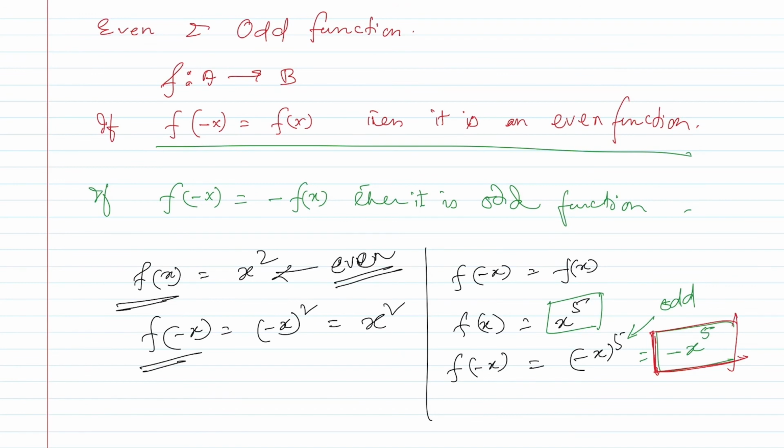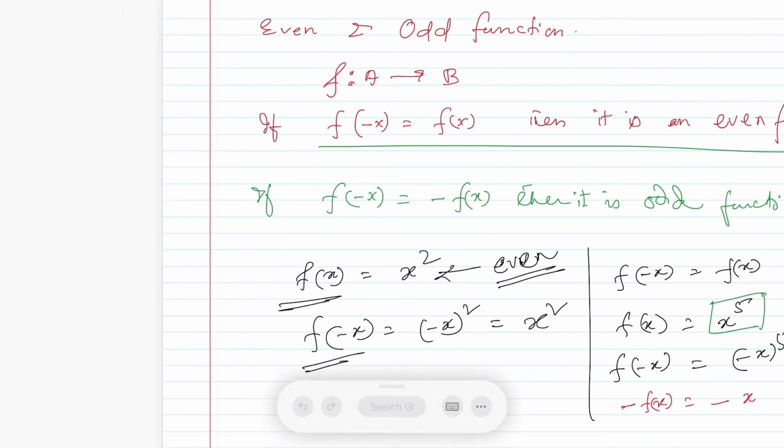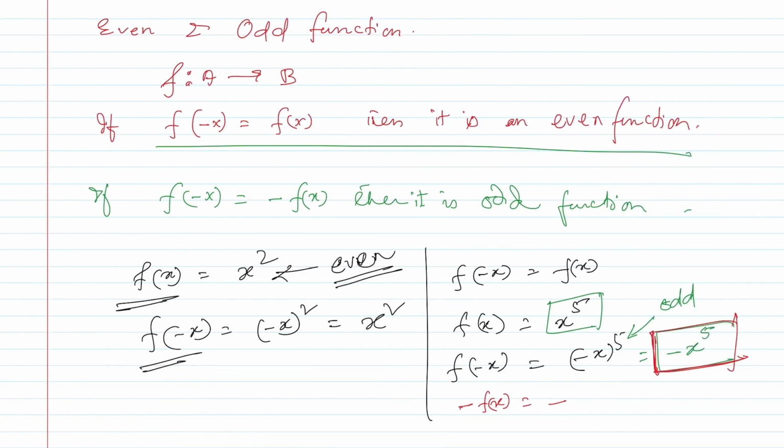If you find here minus f of x, then what you will get? Minus x to the power 5. Now you see f of minus x is equal to minus f of x. That's why this is an odd function.